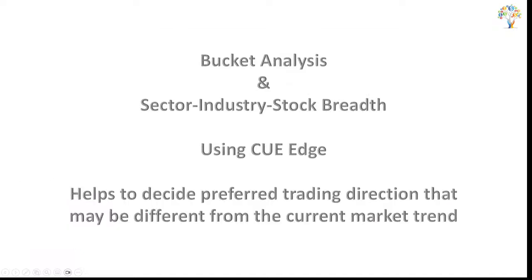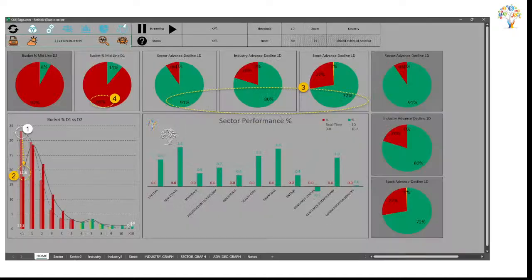Bucket analysis and sector industry stock breadth using Q edge helps to decide preferred trading direction that may be different from the current market trend. Bucket analysis: thanks to Dr. Jeffrey Scott again, I started using it and made it real time. After watching his videos, it works like clockwork.